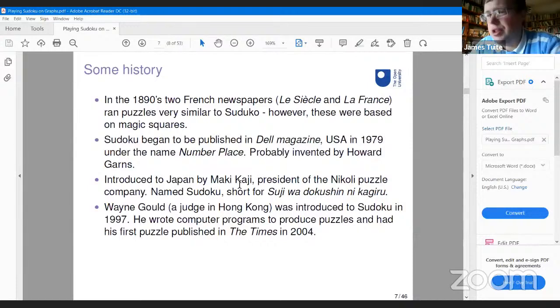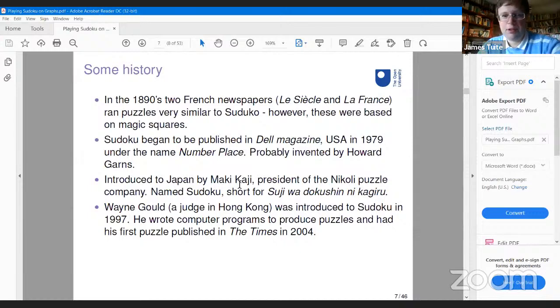Some say that this originated with the mathematician Euler. Really, he was working on Latin squares, which have the property that all these numbers appear in the rows and the columns, not necessarily the subgrids, but he certainly didn't think of them as a puzzle. But in the 1890s, there were French newspapers who had puzzles very similar to Sudoku. Actually, technically, if you know what these are, they were based on magic squares, not Sudoku. But it first began to be published in Dell magazine in the USA under the name Number Place. So surprisingly, it isn't Japanese originally, despite the name.